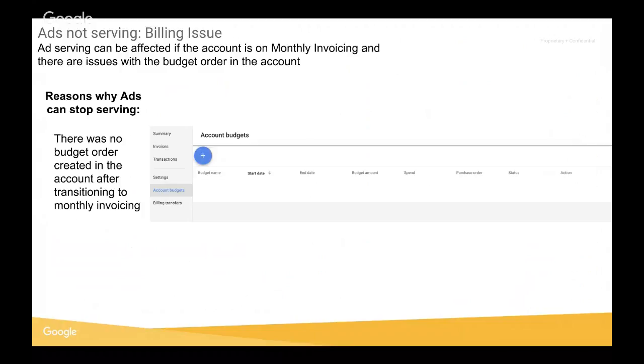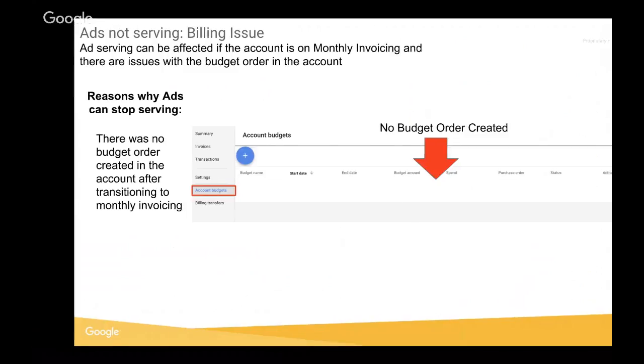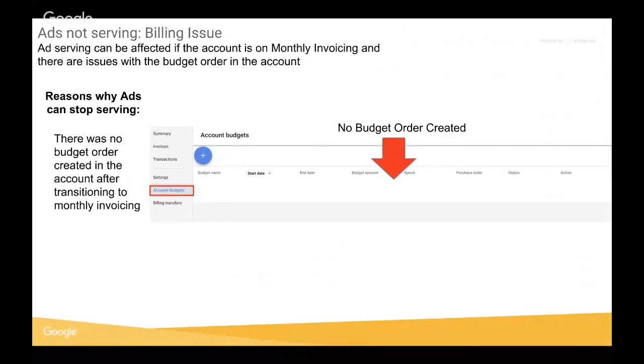Now, beyond automatic and manual, the third billing setting that could happen is monthly invoicing. If your account is monthly invoicing and it's not serving, there can be various reasons related to the budget order. So if your account's not serving, the first thing to check is, is there an active budget order in the account? The place you would check this is going to billing and payments, then account budgets. And in this example, we can see that there is no budget order created. If there is no budget order in an invoicing account, ads cannot serve, because the budget order is where the ads will take the costs for the ad serving from.